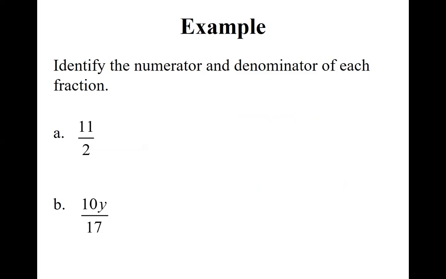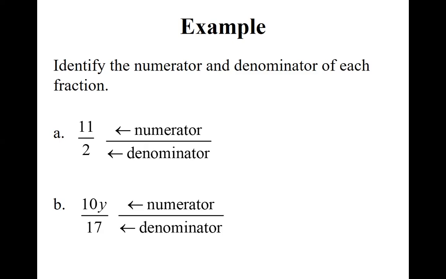So let's identify the numerator and denominator of each of these fractions. 11/2: the top number is the numerator, the bottom number is the denominator. So 11 is the numerator, 2 is the denominator. 10y/17: top is numerator, bottom is denominator. So 10y is the numerator, 17 is the denominator.